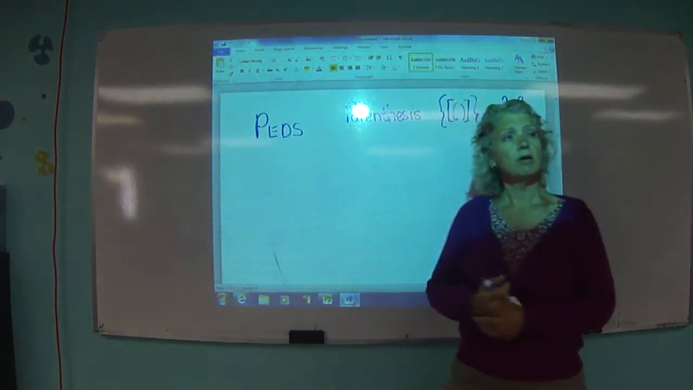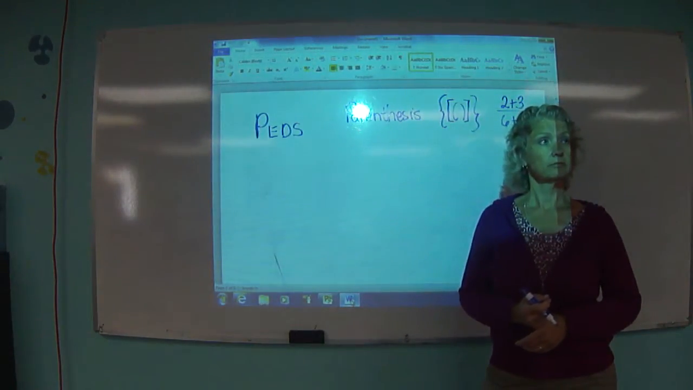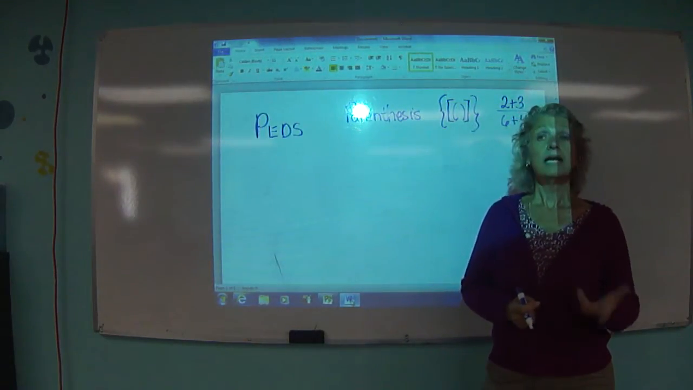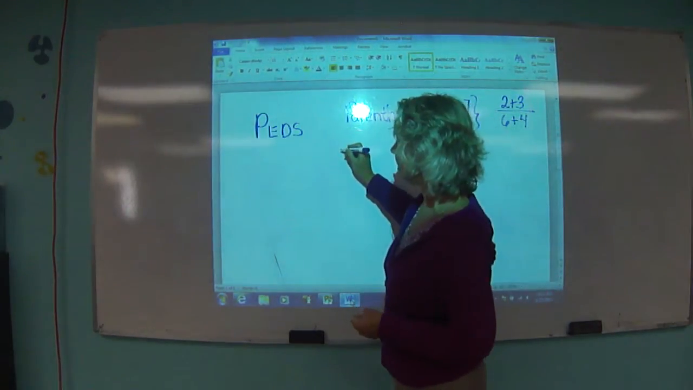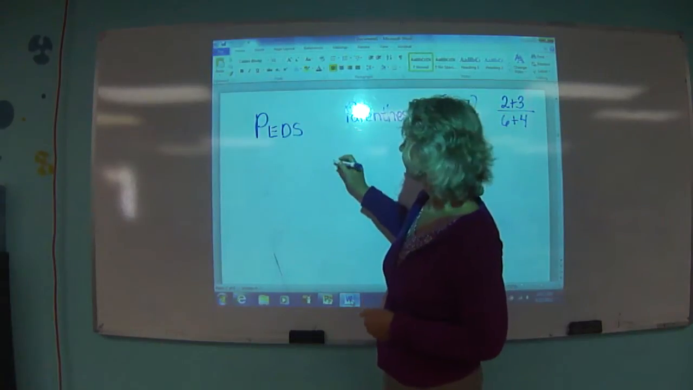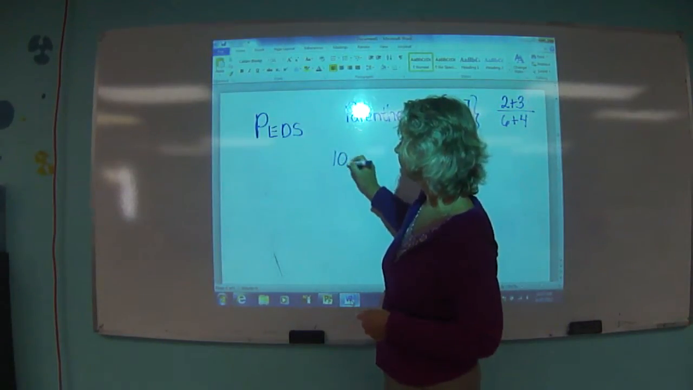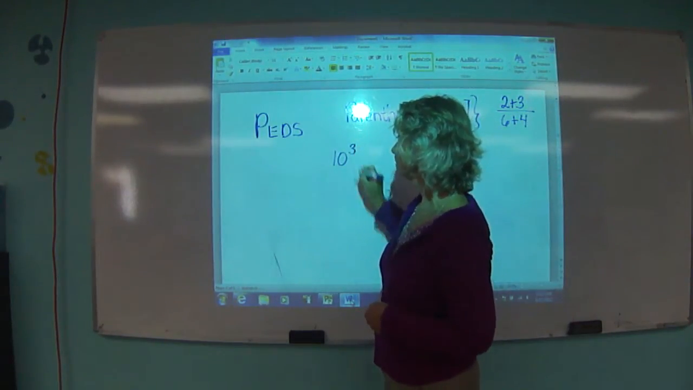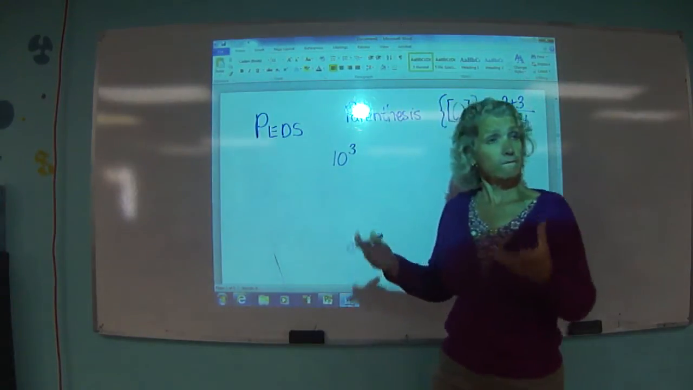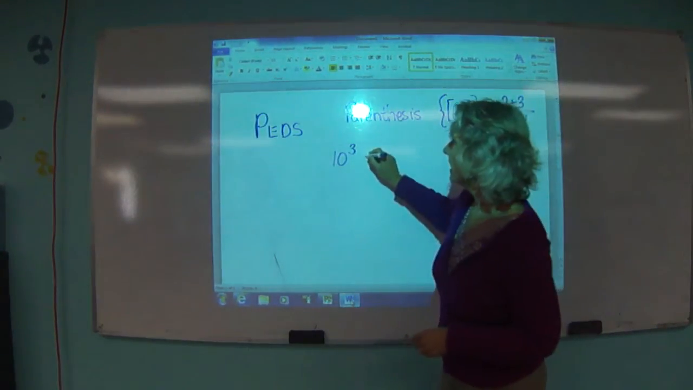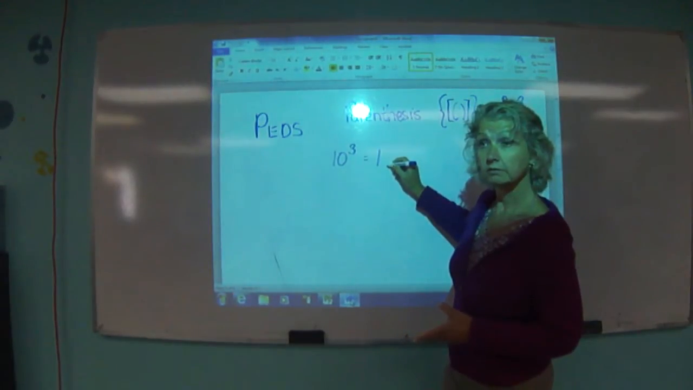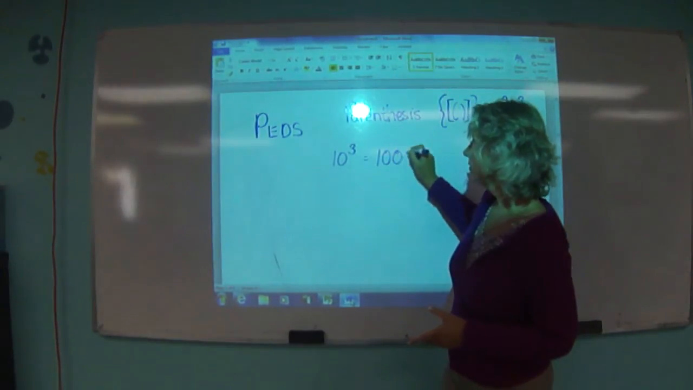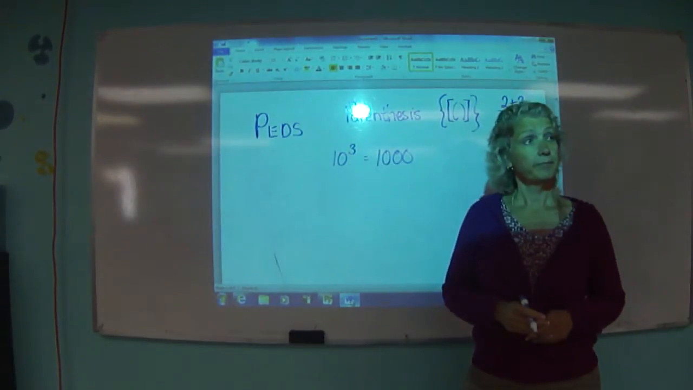What do you think the E might stand for? Exponents. Exponents are neat insofar as, let's say, we have 10 to the third power. Very powerful, isn't it? Because that actually stands for 10 with how many zeros after it? 3. 1, 2, 3. That's 1,000.